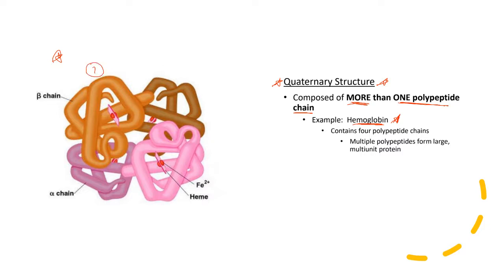This is going to be number one, for example, number two, number three, and number four. So in order for hemoglobin to work, it is made of four polypeptide chains. Each polypeptide chain is going to have its own alpha helices, its own beta pleated sheets, and its own interactions between R groups. That's the way it folds that polypeptide chain. But sometimes a protein requires more than one polypeptide chain, forming a multi-unit protein.